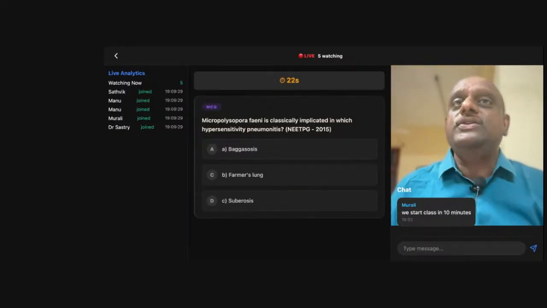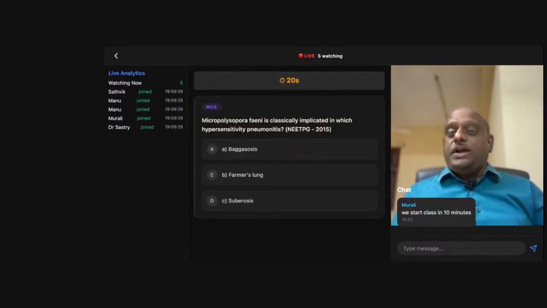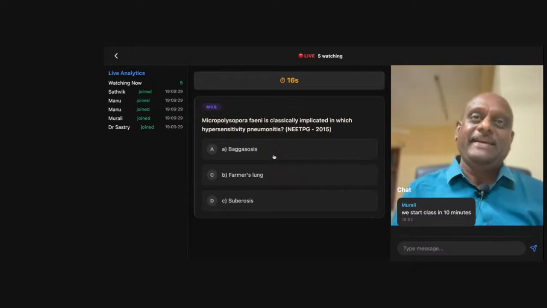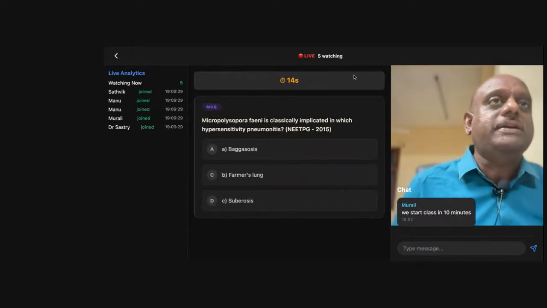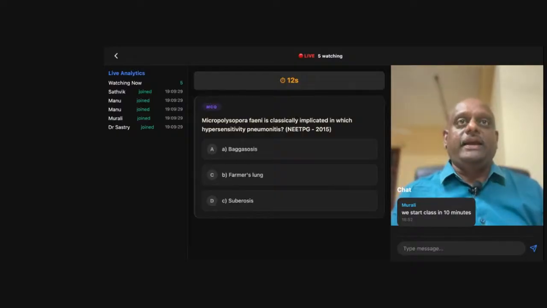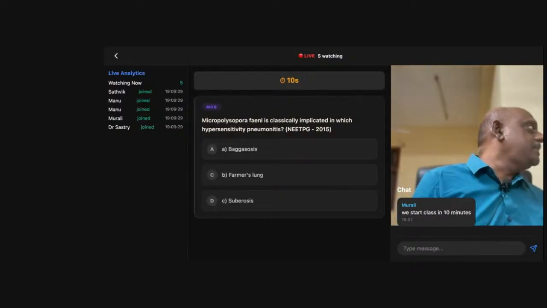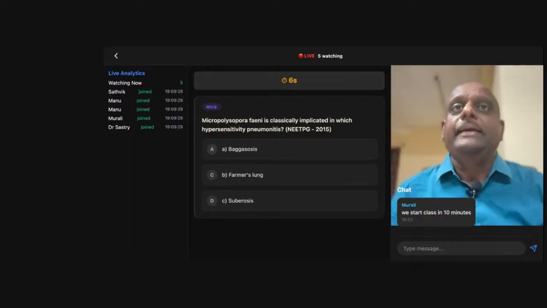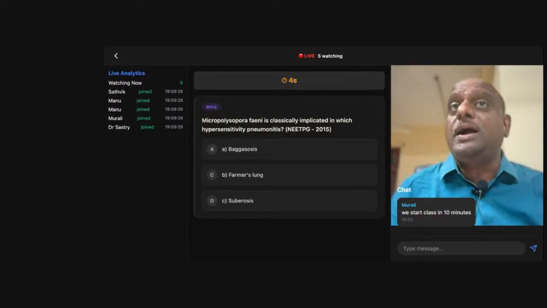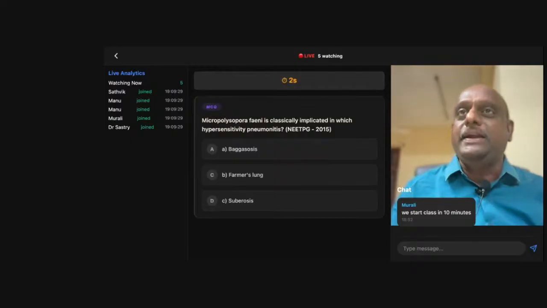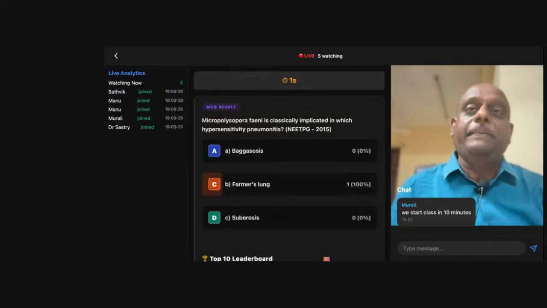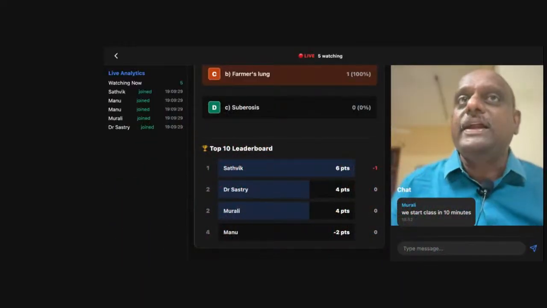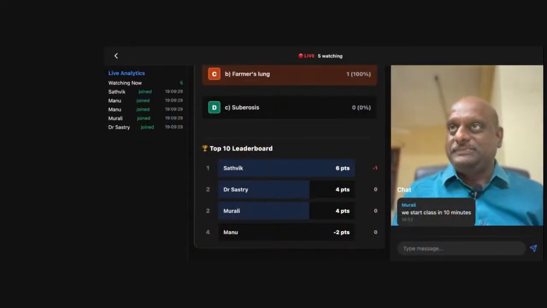Micropolyspora faeni is classically implicated in which hypersensitivity pneumonia? NEET PG 2015 question. One confident answer, doctor? Yes. Micropolyspora faeni is classically implicated in which hypersensitivity pneumonia? It is the farmer's lung. Satvik and Shastri, both of you are clean bowled, right?